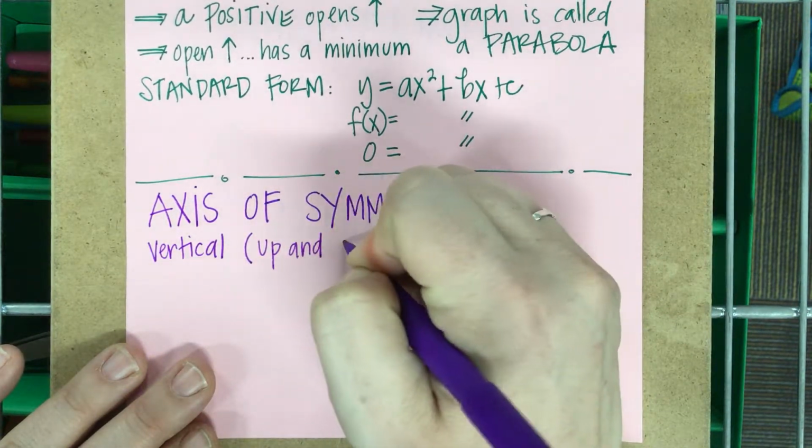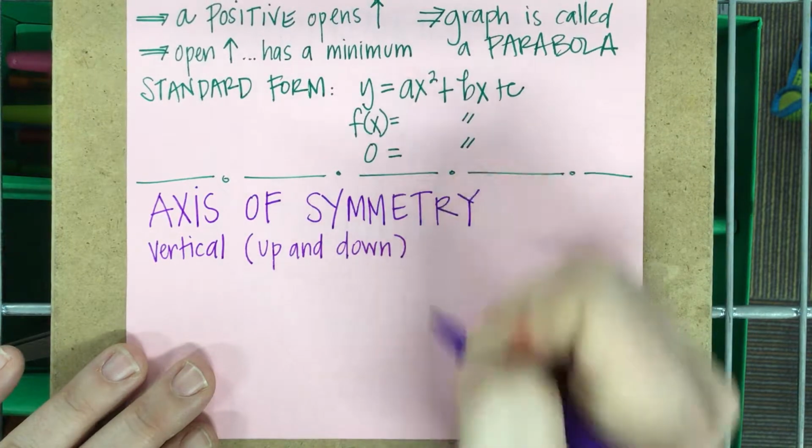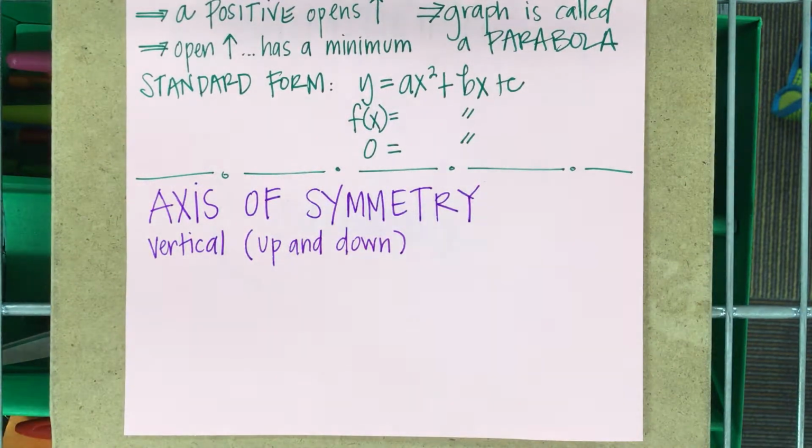For those of you that struggle, it's up and down. Now think back to linear equations. A vertical line has a specific equation. Every vertical line starts the same way, just like every diagonal line is y equals mx plus b, and just like every quadratic is ax squared plus bx plus c.